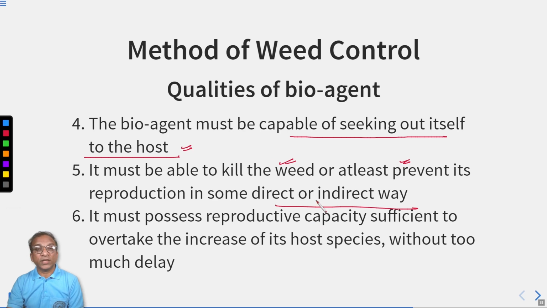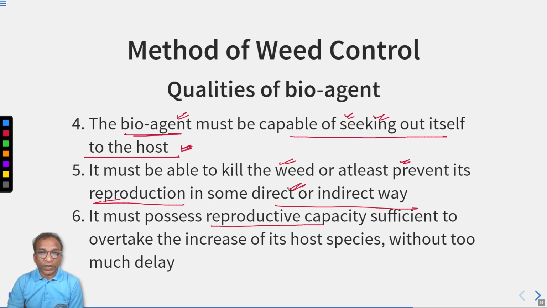So we are not controlling these weeds in a direct way, but we are controlling them. It must be able to kill the weeds, or at least prevent their reproduction. Do not allow these weeds to reproduce. So the weeds are not being eradicated, but you can control their population. Whatever bioagent we are using must be capable of seeking out and reaching its host. It must possess a reproductive capacity sufficient to overtake the increase of its host species without too much delay. So it must get established on the host species, right?